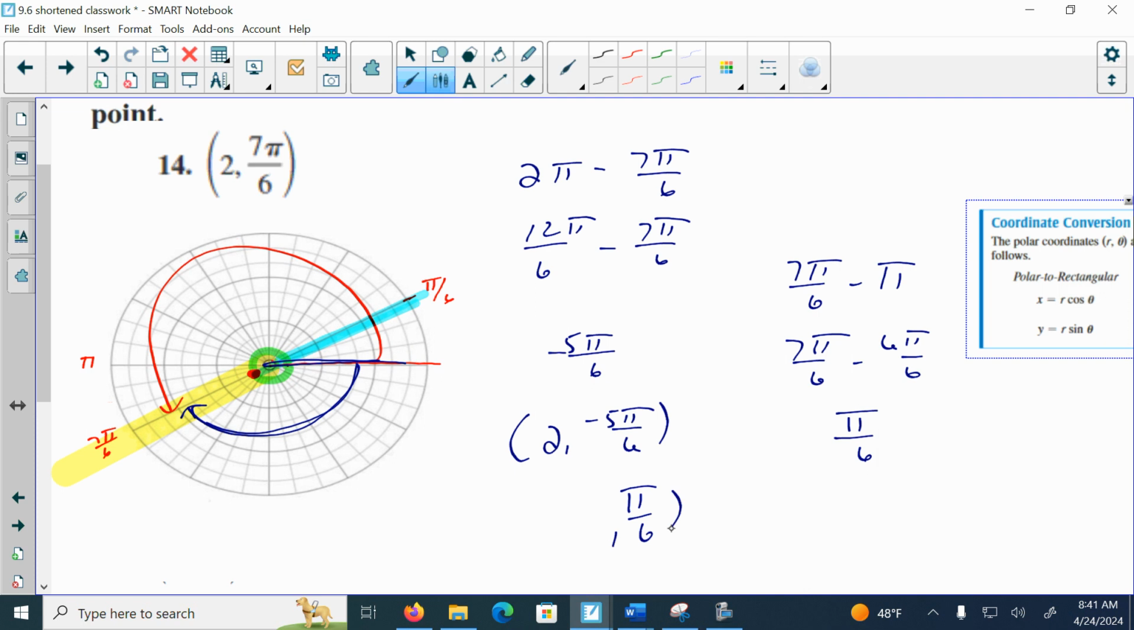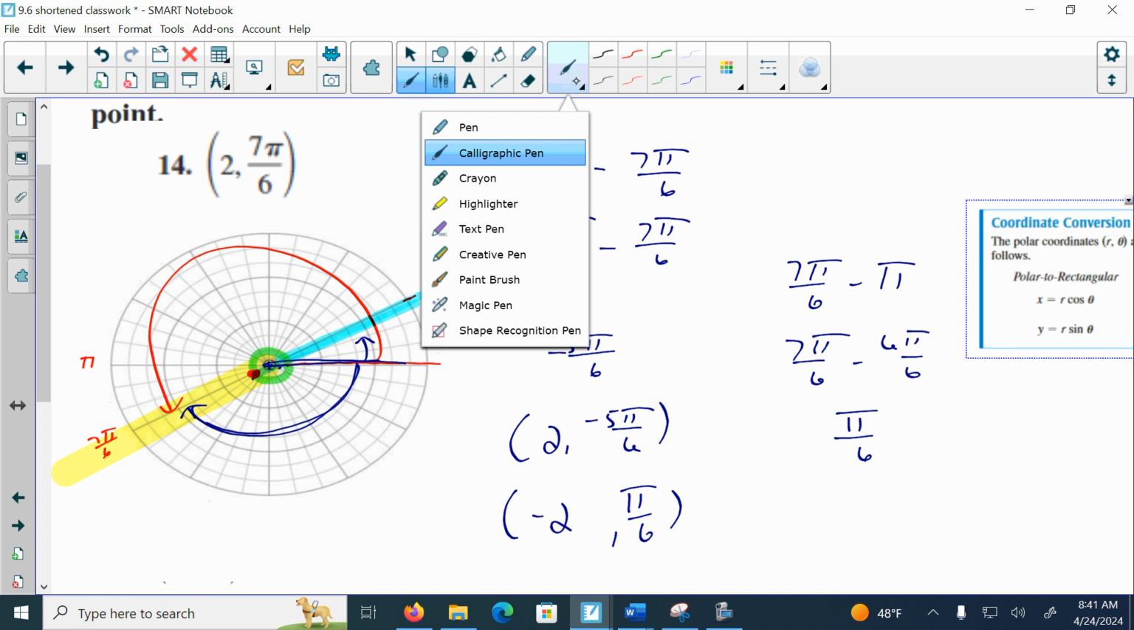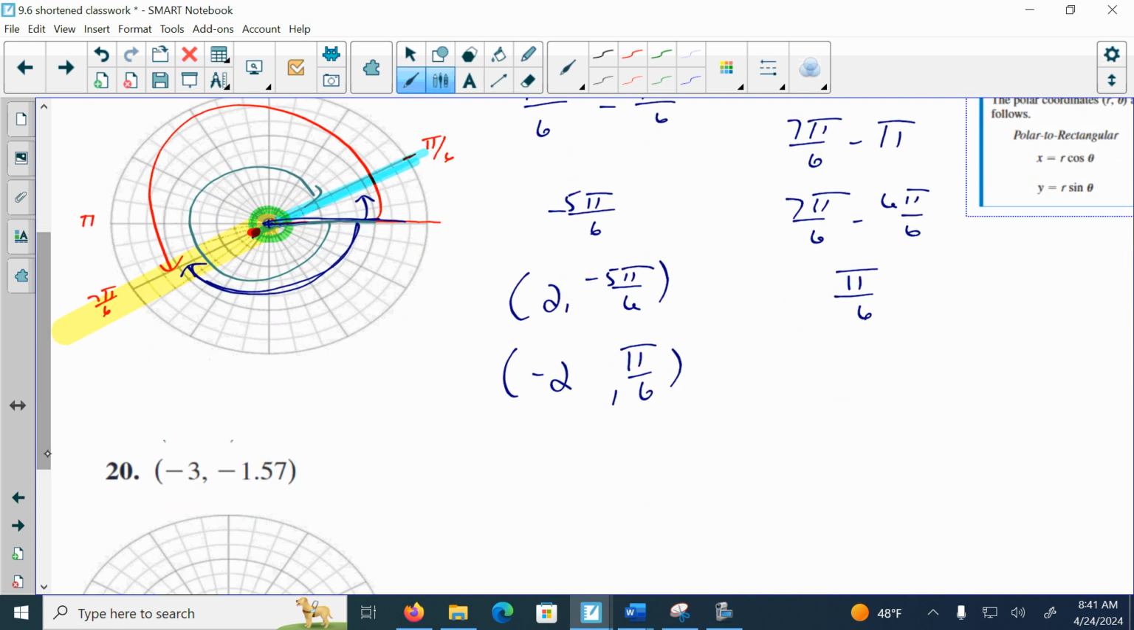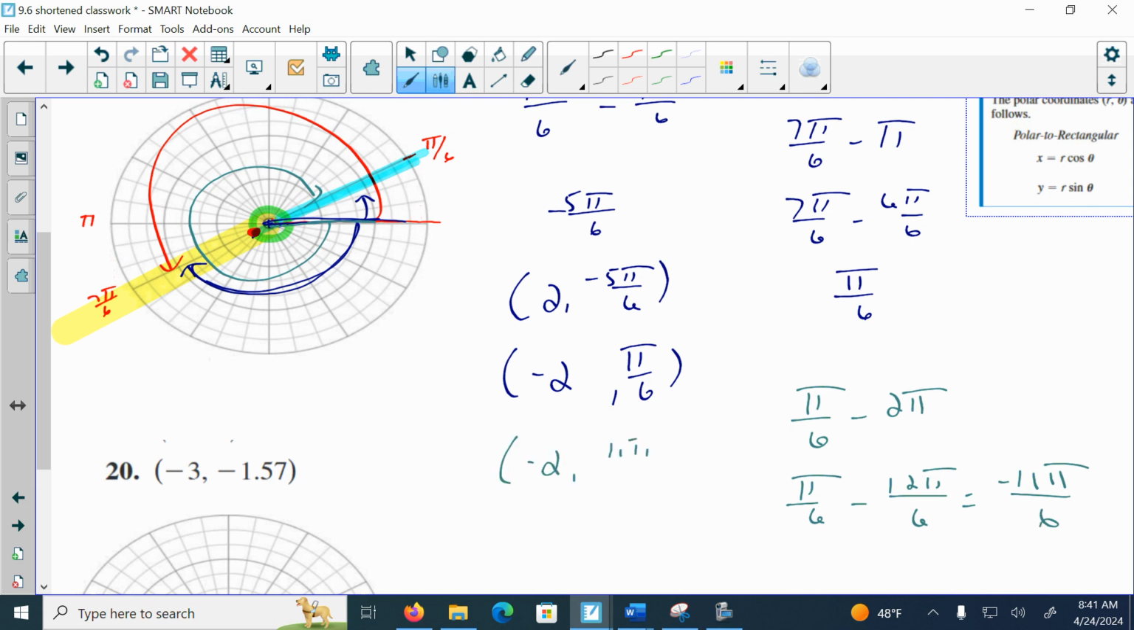But since I want to go pi over 6, but I want to hop the pole and go to the other side, I'm going to make my radius a -2. That would be me going up pi over 6. Or I could start at my positive x-axis and go the other direction. So I could start here and go all the way around here. To do that, I would subtract 2 pi. So I would take pi over 6 minus 2 pi. So that would be pi over 6, common denominator, 12 pi over 6, and get a -11 pi over 6. So I could have (-2, -11 pi over 6).